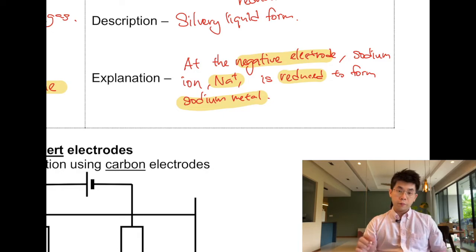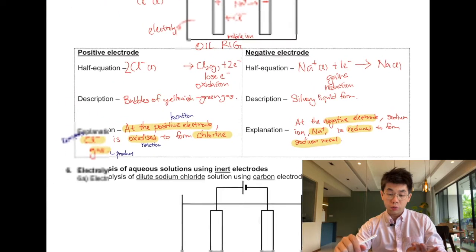So this is the first practice where we are doing the electrolysis for a molten ionic compound. I hope you go through the step-by-step thinking process with me so that it will be clearer for you. Okay, so all the best. Let's see you for the next example.